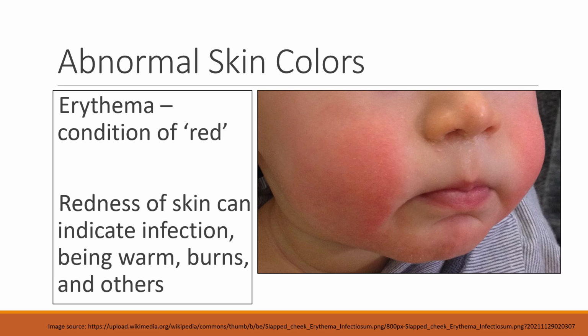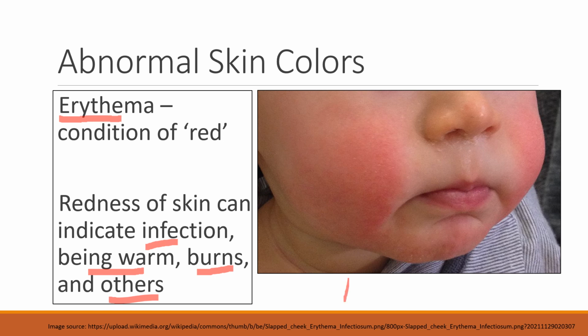Next up is erythema. Erythema means red or condition of red. If you say that somebody's skin has erythema or is erythematous, I said it wrong, that can indicate a number of things. Maybe they have an infection, maybe they're really, really hot. Remember we talked about that shunting of blood to the skin that can cause some erythema. If somebody has a mild burn to their skin, like a sunburn, it can be red. It could be other things as well.